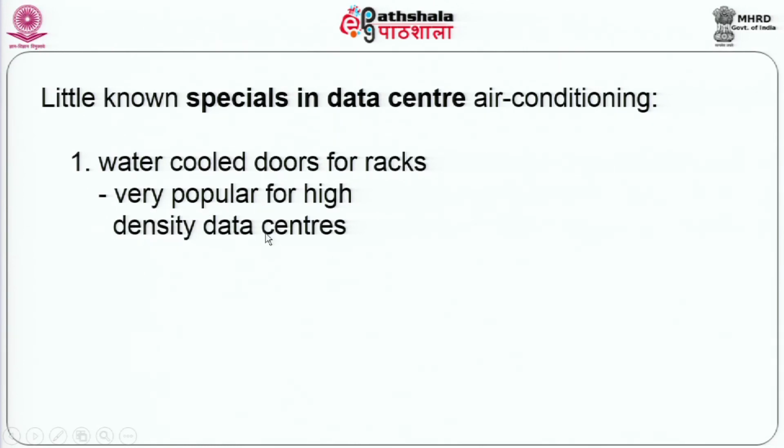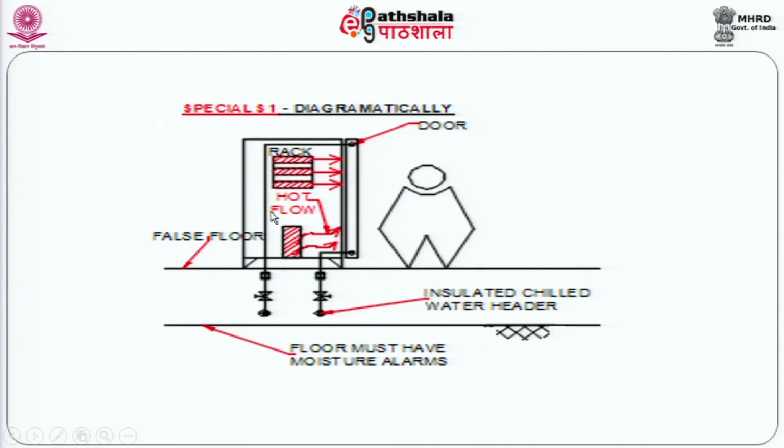So where you have very high density, which might be imposed as an expansion, or it might come in at the initial stage itself, it is possible to use devices which have water cooled doors. That means the rack which was imposed earlier is now made special, and cold water is put into these racks. So the cold water takes off a part of the heat directly. This is what you see here.